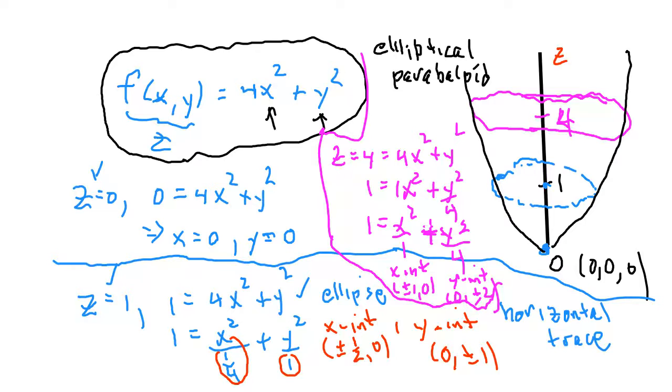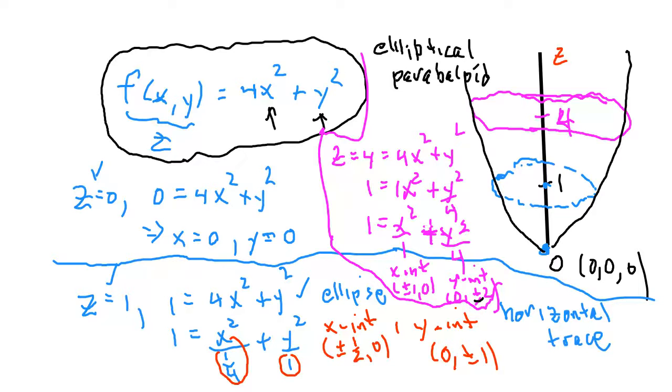An elliptical paraboloid. Okay, so this is all in the recording. But are there any questions about this? We're trying to graph a surface, so we have to wrap our heads around how we're going to do it.